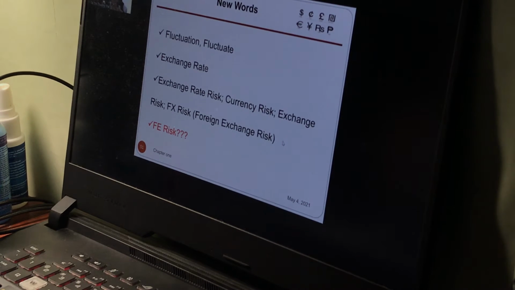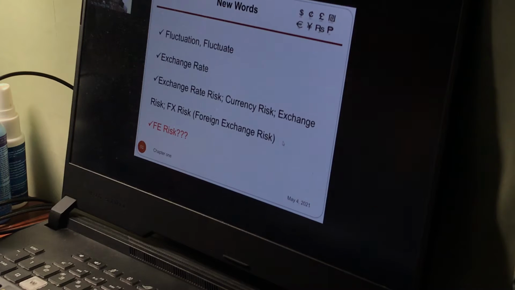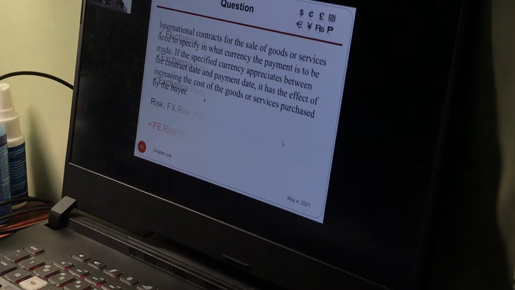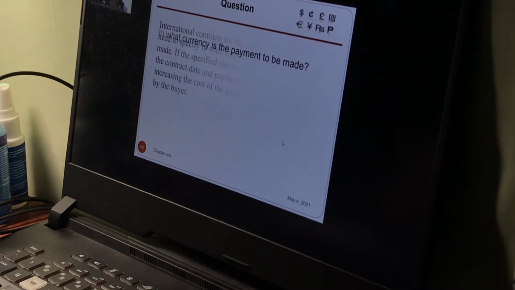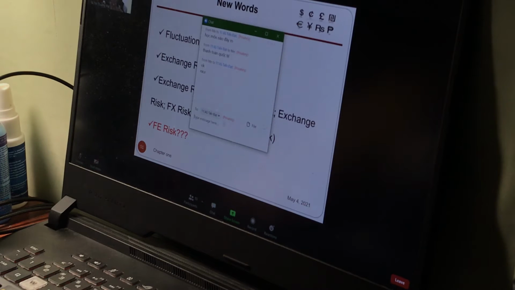FX stands for foreign exchange risk. But why don't they use FE risk? Because when you pronounce foreign exchange, it sounds like X, that's why they use FX risk. They don't use FE risk. Remember. Do you understand my meaning? Yes or no? Okay. So now, if you use two different currencies, you can face exchange rate risk.